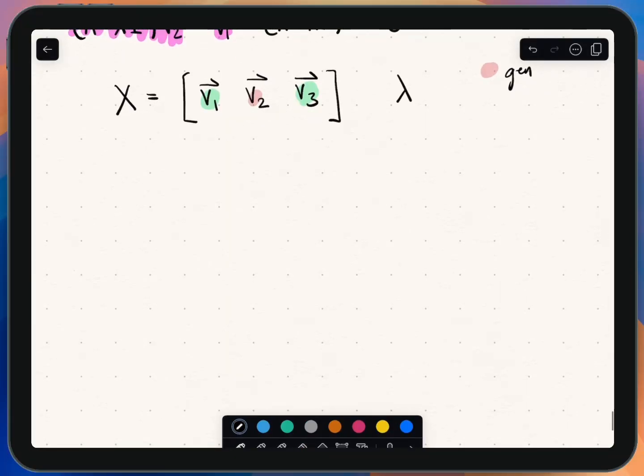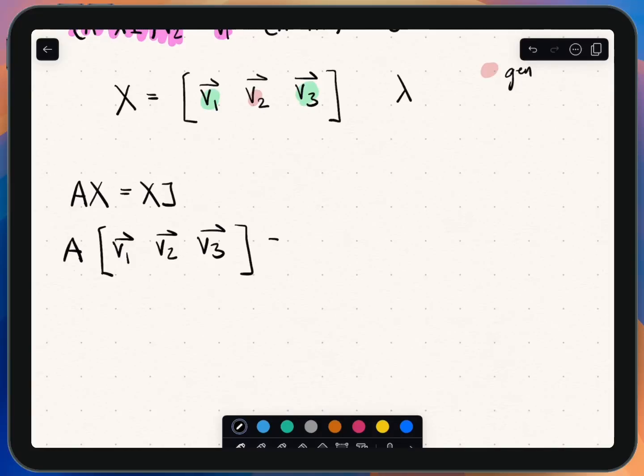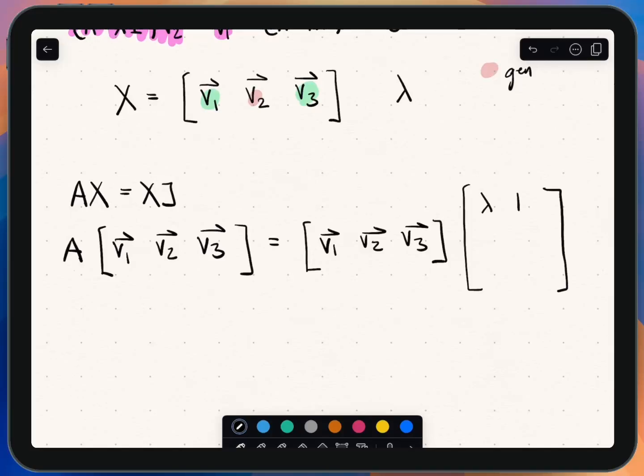Okay, so now if I take AX is equal to XJ, I can express this as A times X, which is just my v1, v2, v3, and then I want to have my X again on the right, so v1, v2, v3, and then I have my J matrix. And now I want to show you why this matrix will look something like this: lambdas across the board, but we're going to have a 1 here. I'm going to show you why this works.